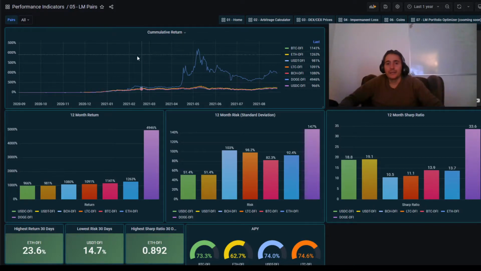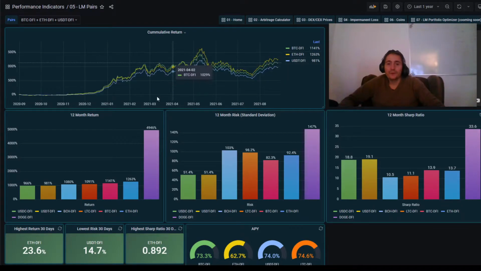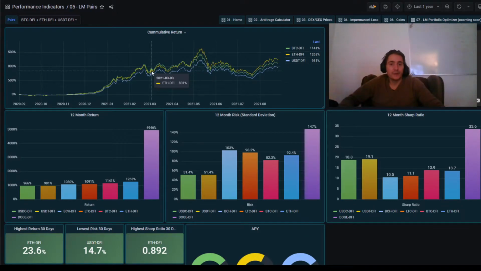First of all, here are the different graphs for the last 12 months for the liquidity pairs. You can select them up here. So for example, we choose the first three. This is the cumulative return for each of the liquidity mining pairs. So when we consider Ethereum DeFi coin, it is the return from Ethereum, it's the return from the DeFi coin, and the API on top added.